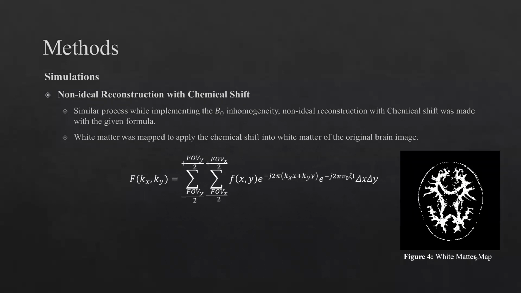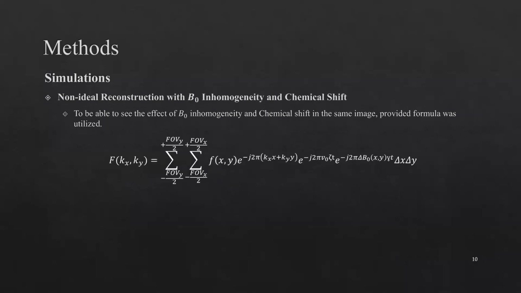Since the white matter is a fatty tissue, the chemical shift phenomenon can be observed in this area. To select the white matter, the ROI ellipse function was utilized in the selection of the white matter on the displayed image. A map of the white matter in the image was obtained as given in figure 4. According to the white matter map of subject 04, non-ideal reconstruction was achieved. Reconstructing the image by taking both non-ideality effects into account is achieved by implementing the following formula in MATLAB.